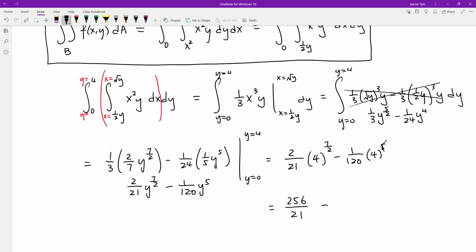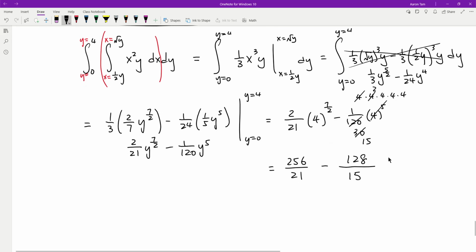4 to the 5th, I'm going to actually write out as 4 times 4 times 4 times 4 times 4, to make it easier for me to cancel. So I'm going to cancel that with that. That becomes 30. Now 30 times 4 is 120. I'm going to cancel that to a 2 and cancel that to 15. So I think that's all I can do. So I think this is 15. And 4 times 4 is 16. 16 times 4 is 64. Times 2 is 128. So it seems to me what I have is 256 over 21 minus 128 over 15.